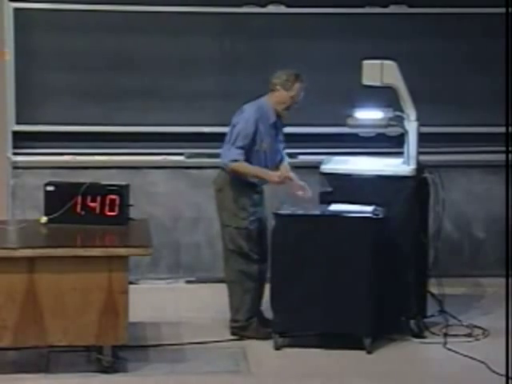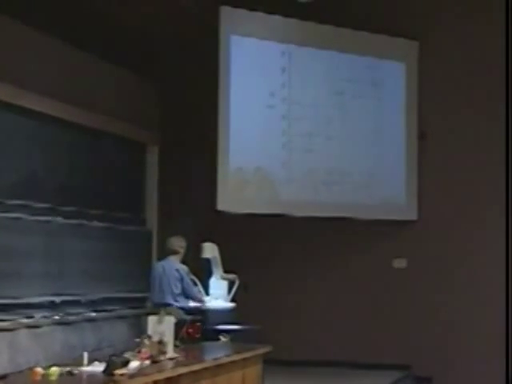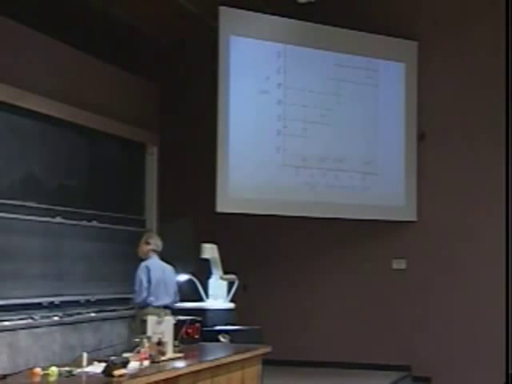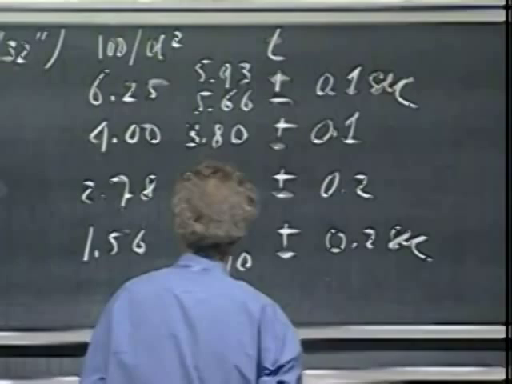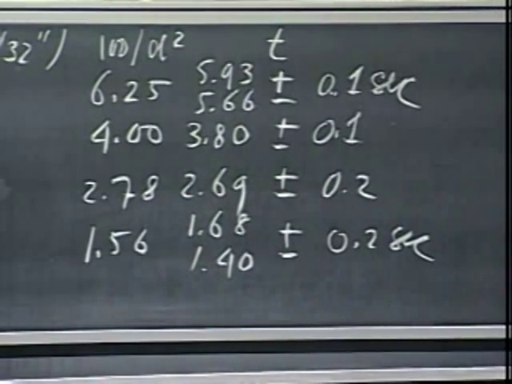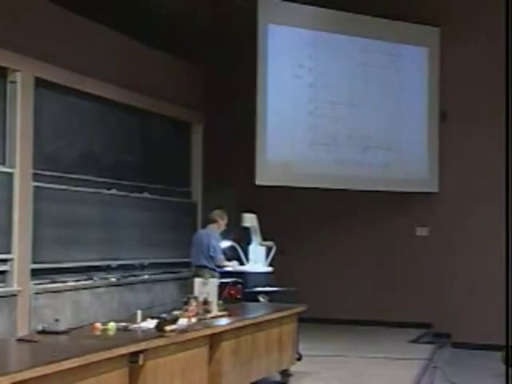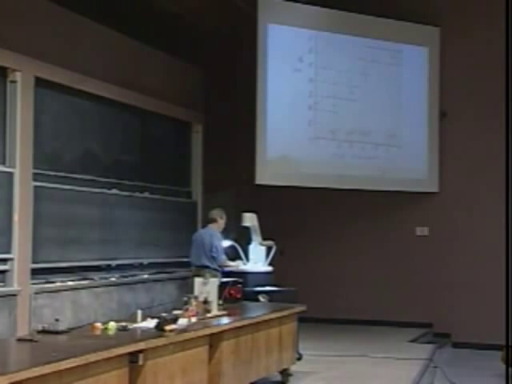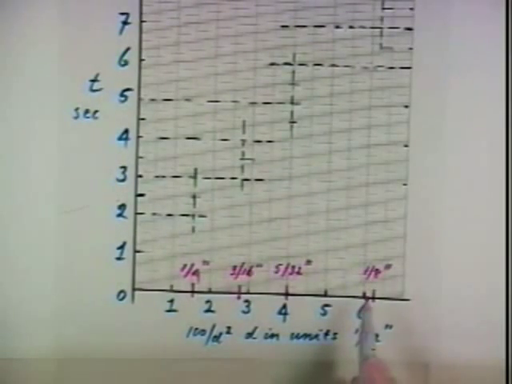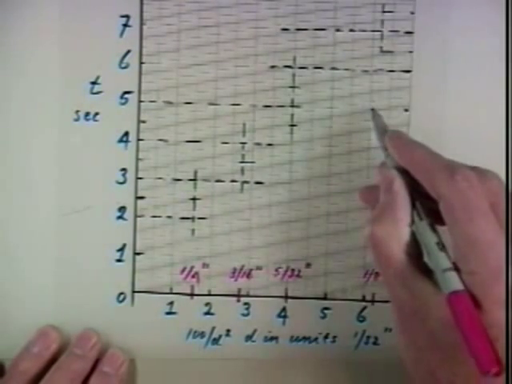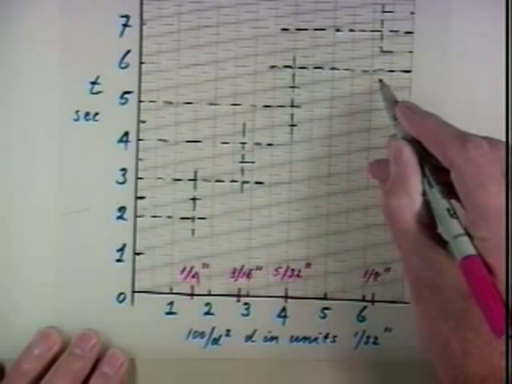All right. Here I have a plot, which I prepared. And I'm going to put these numbers in there. So first, we're going to get 5.8 seconds for the smallest ball bearing. This is the smallest one. Don't be misled, because this is 100 divided by d squared. So this is the smallest one, 5.8. So we are here on this line, and we are at 5.8, somewhere here. That's it.